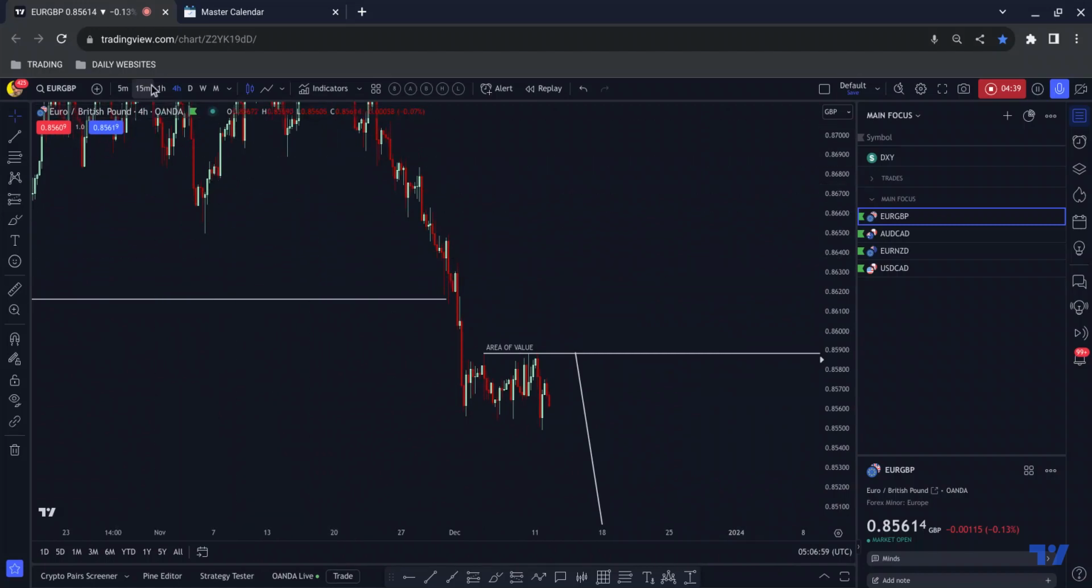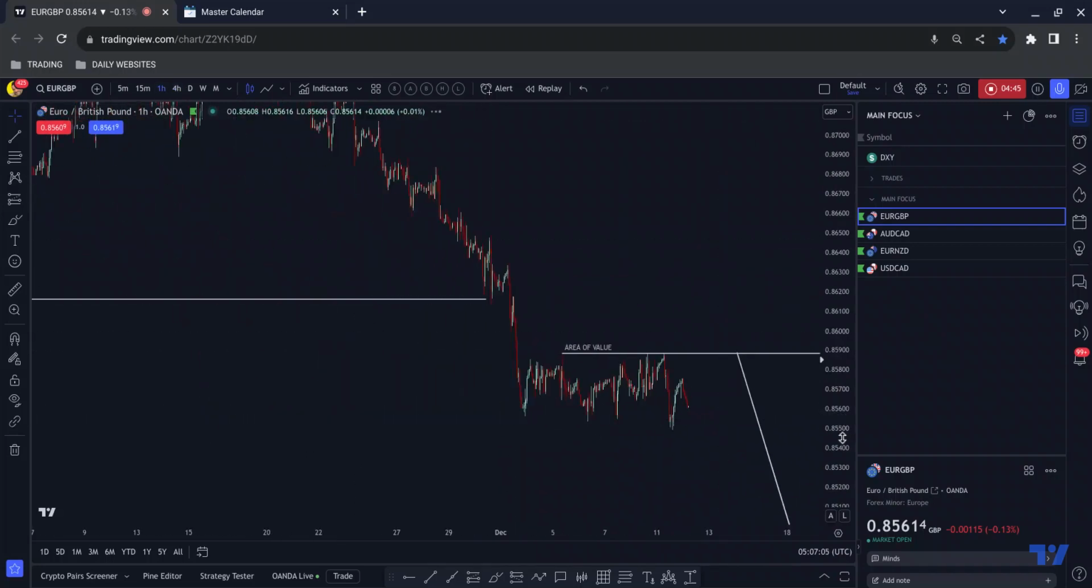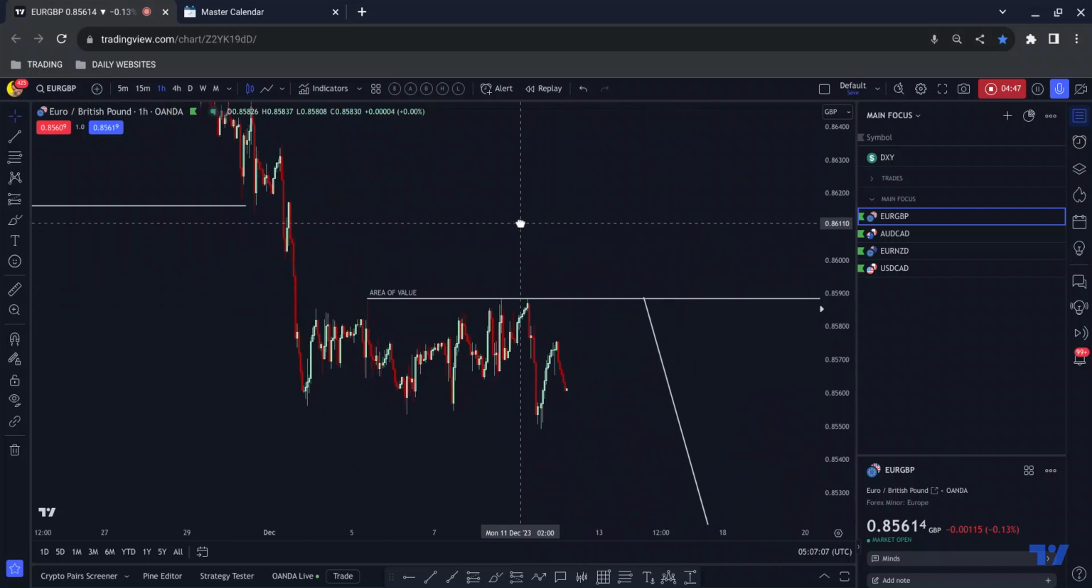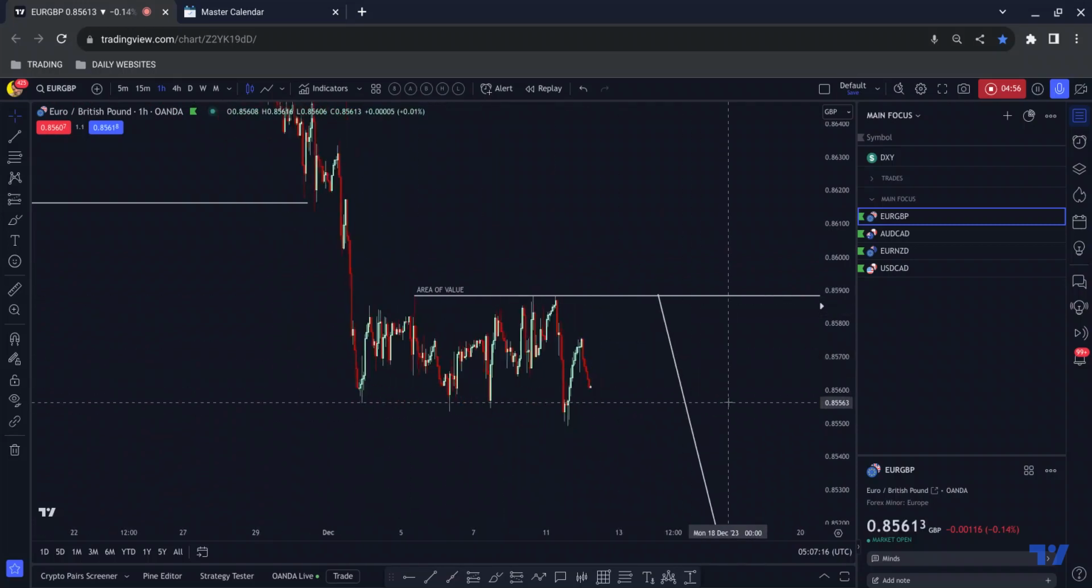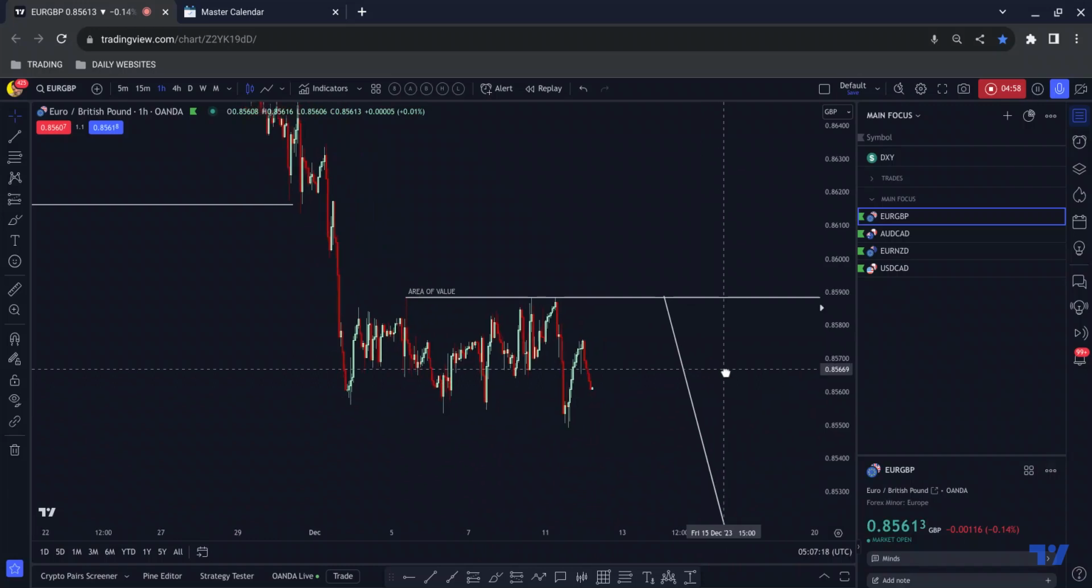Okay, so yesterday you can see this area of value. Price left us with a footprint. Okay, this setup here reminds me of what I used to trade about 3 years ago with very, very little knowledge, and I was actually profitable, literally just trading these kind of setups. Because that's all I knew.